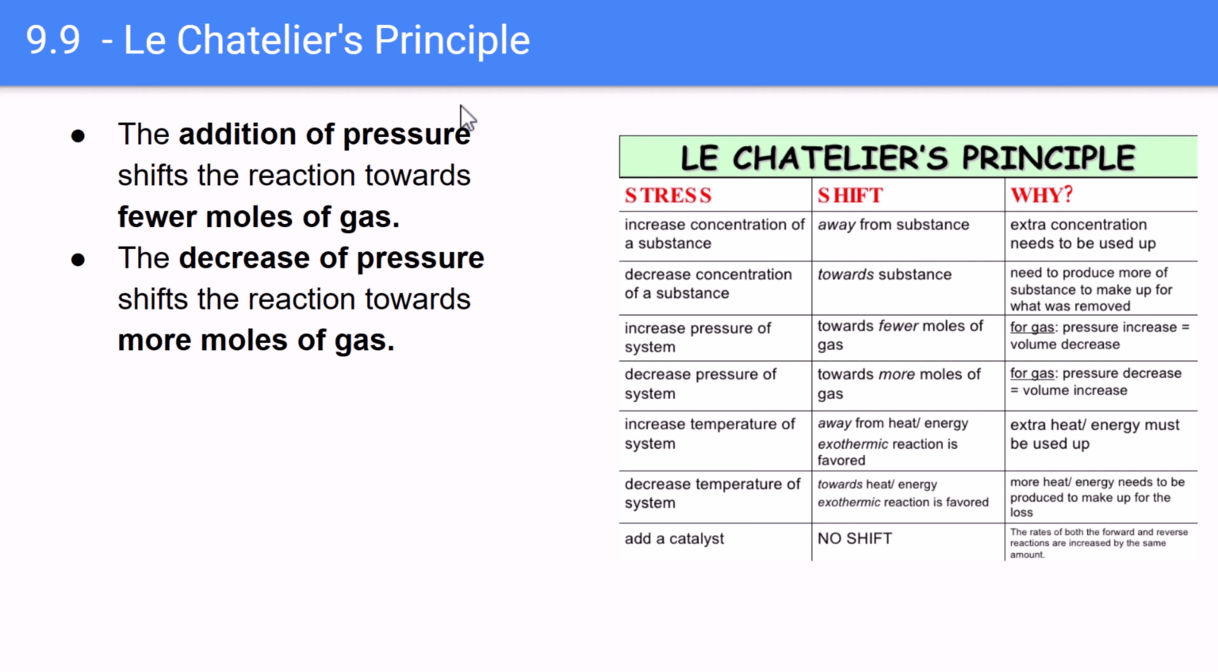Okay, if we're adding in pressure, what we want to take a look at is the side of the chemical reaction that has fewer moles of gas. So if we add pressure, it favors the side with fewer moles of gas. How do we know which side has fewer moles of gas? Well, we're going to pay attention to the coefficients of the equation. The coefficients of the balanced chemical equation tell us how many relative moles of gas are in each side. So for example, if I had one side that had 2 NO2, well, that tells us that that side has 2 moles of gas associated with it.